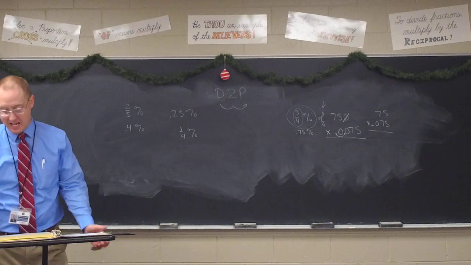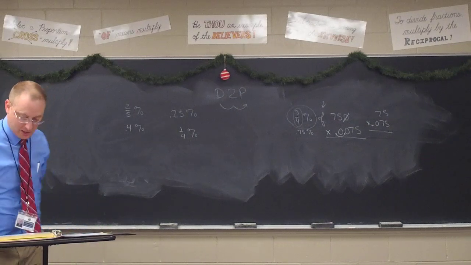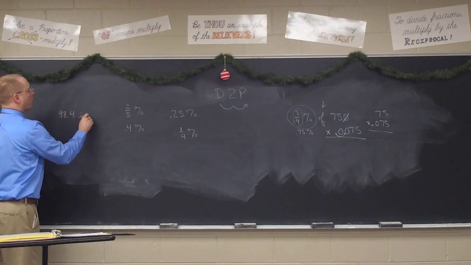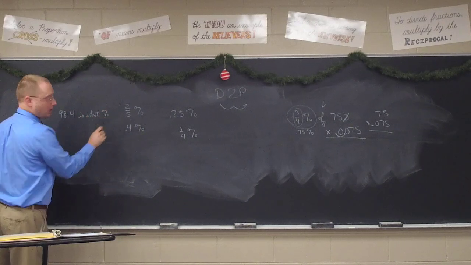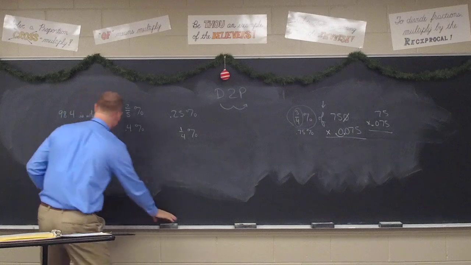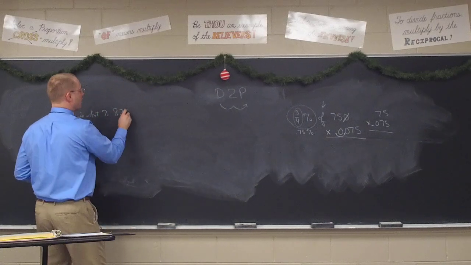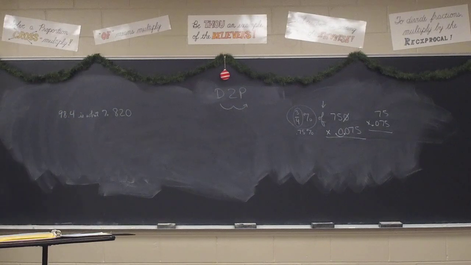Drop down to number 38. Number 38. It says 98.4 is what percent of 820. We're on number 38. Pay attention. Well, if I'm finding a percent, we need to remember a percent is just another way to write a decimal, which is another way to write a fraction, right? So if I want a percent, I've got to make a fraction.